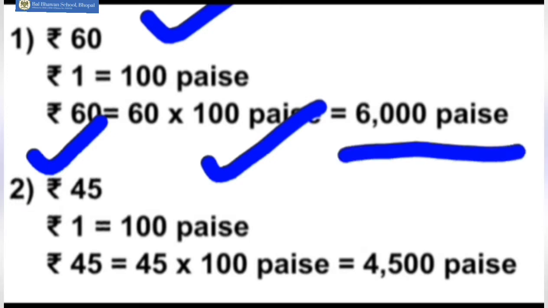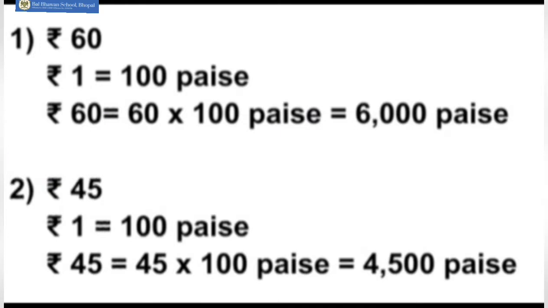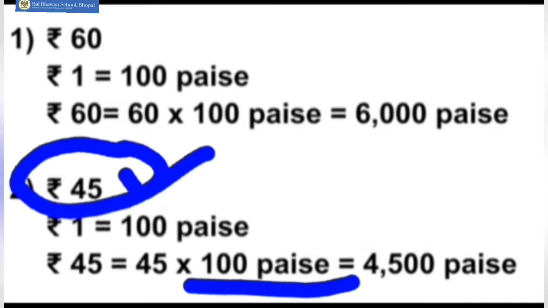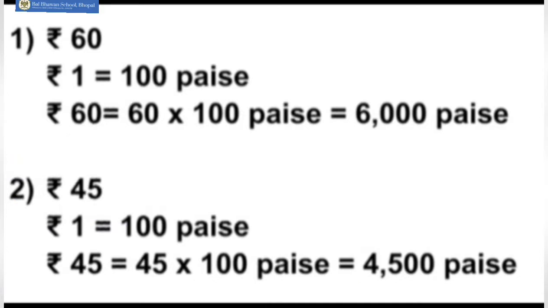Similarly, with question number 2 here, rupee 45 is supposed to be converted into paise. So again we are going to multiply the rupees value with 100 paise so that the entire value with rupees gets converted into paise. Here the final answer will be 4500 paise.